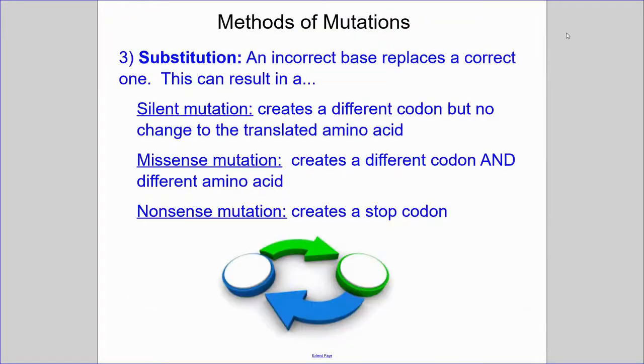Our third method of mutation is called a substitution. Now the good thing about a frame shift caused by an insertion or deletion is that the mutation will be picked up pretty quickly by the cell and hopefully dealt with.